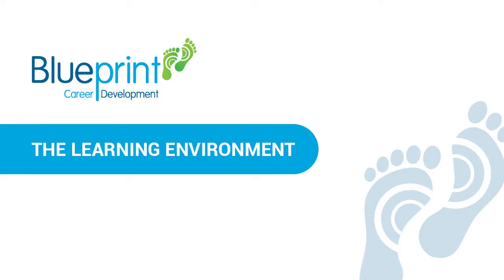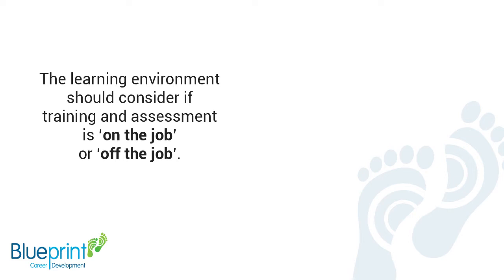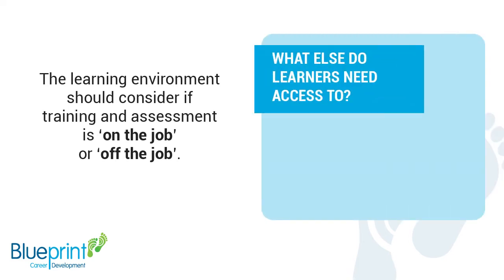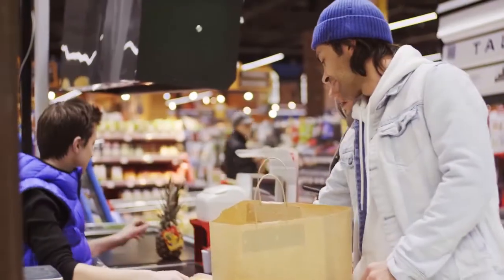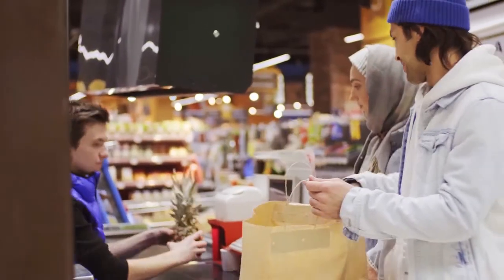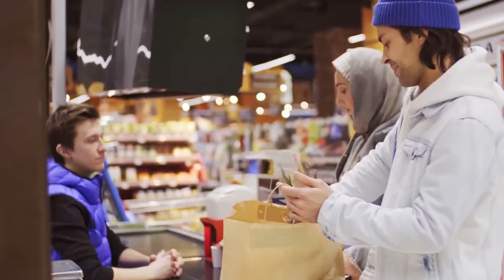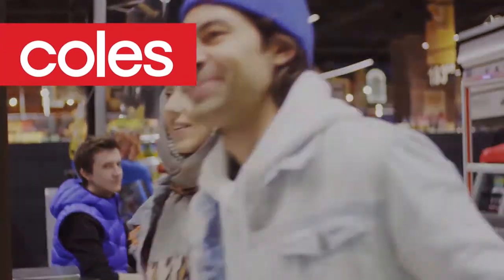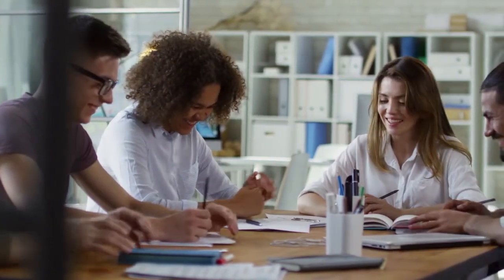The learning environment should consider if training and assessment is on the job or off the job. What else do learners need access to within the training environment? Equipment, materials, people. Materials can be specifically targeted to an industry, for example a retail store, but they can also be targeted to a specific organization, for example Coles. Remember, the learning environment must always be a safe environment, physically and psychologically.